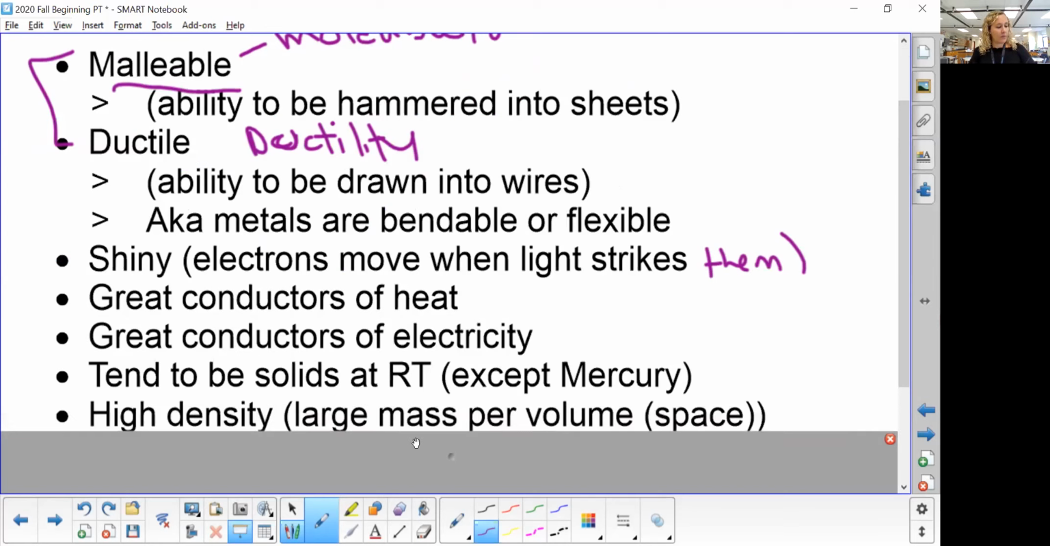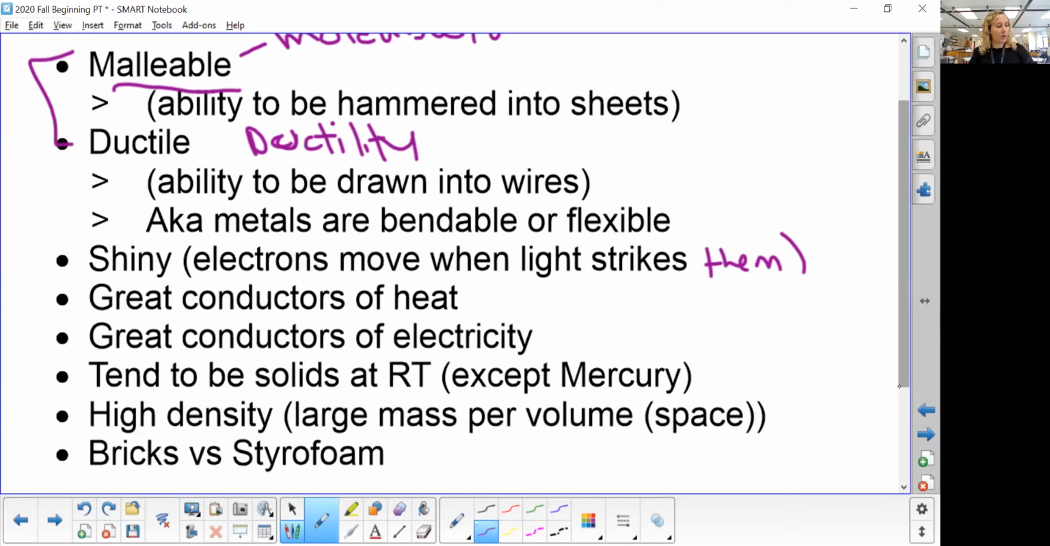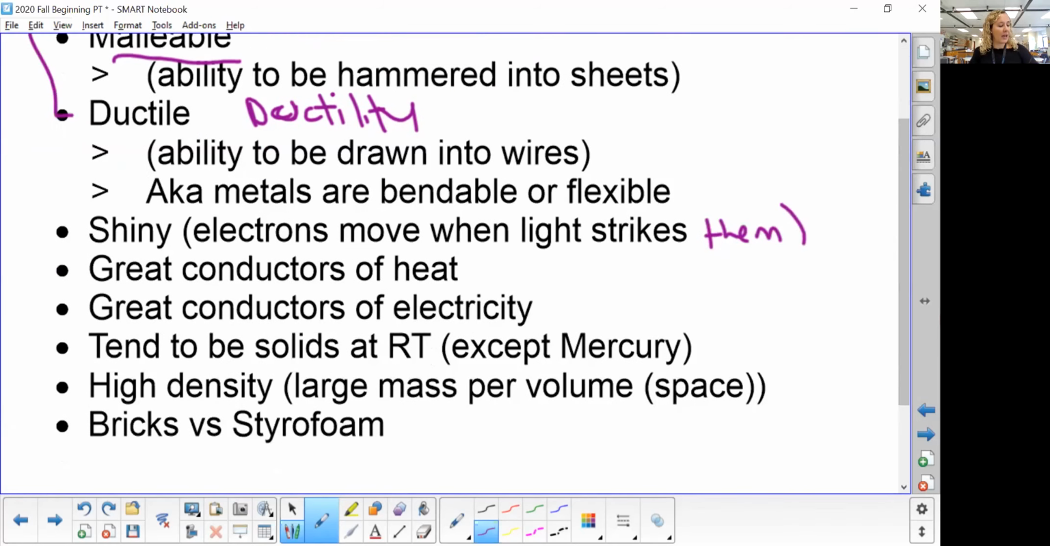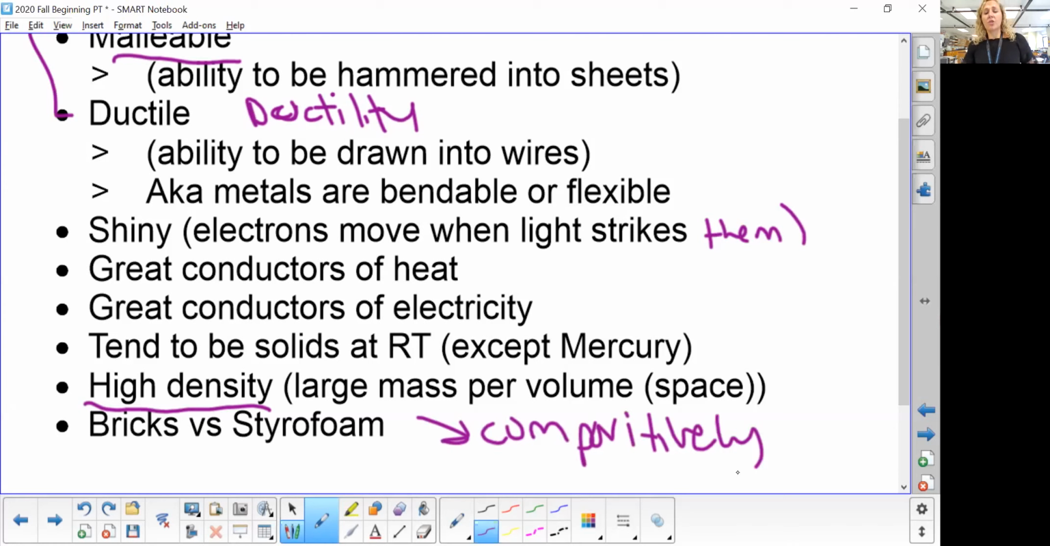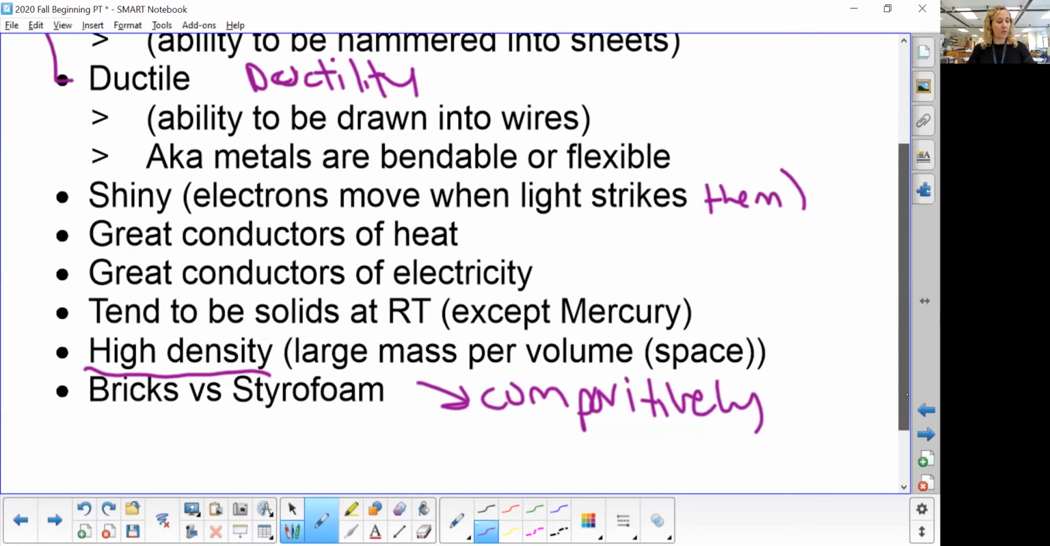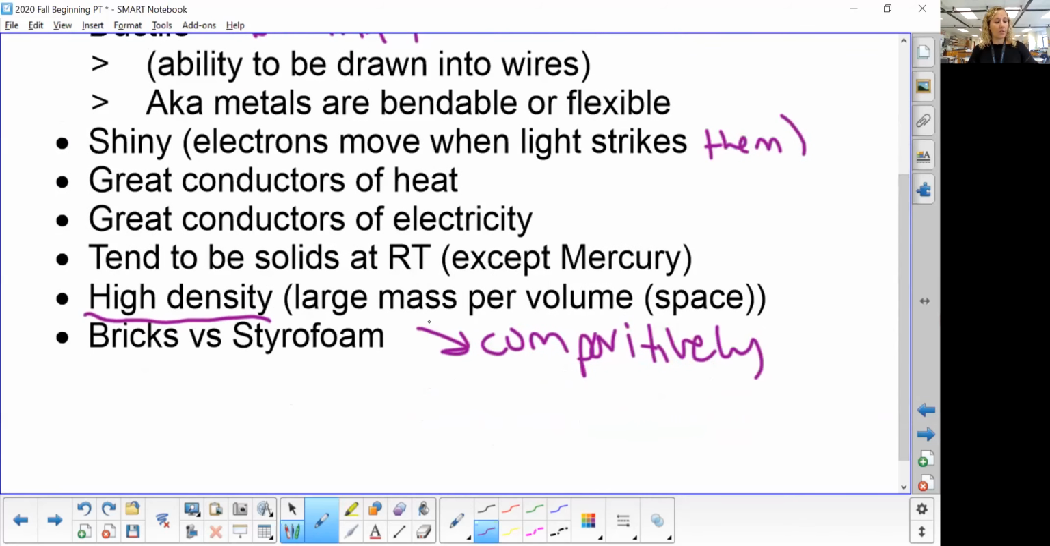And then what do I have here? They have a relatively high density. So if you were to compare, this is comparatively, okay? Everything is a comparison. That means they have a large mass per volume of space. Okay, so density is something we will cover later in the semester in more depth, and we'll solve for it.